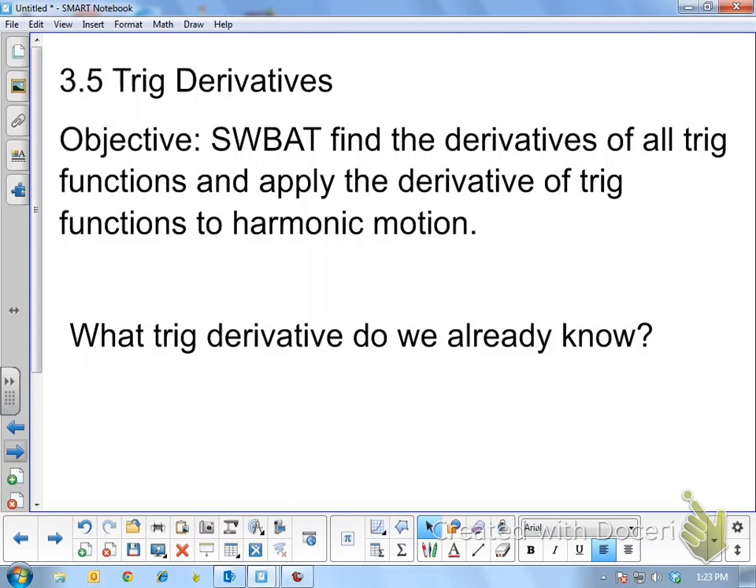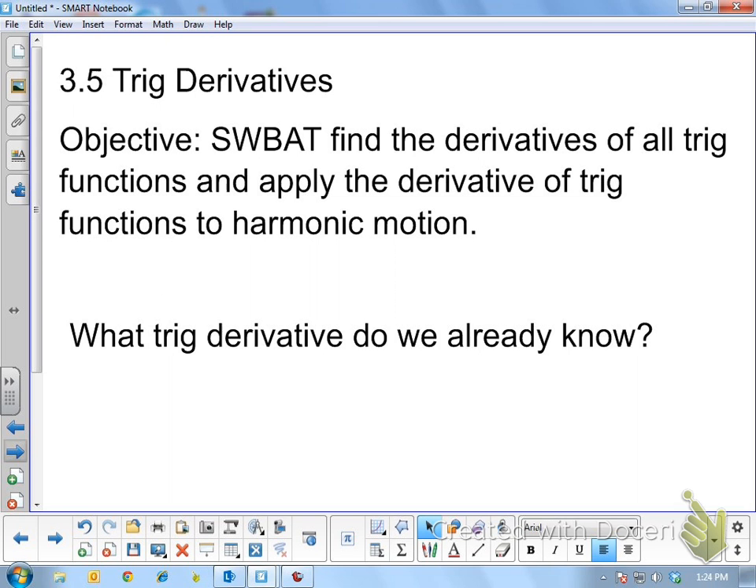So, our goal today is to find the derivatives of all the trig functions. So far we only know one. We haven't made a note card for it. No, I mean we're going to learn them all today, and apply the derivative of trig functions to harmonic motion.